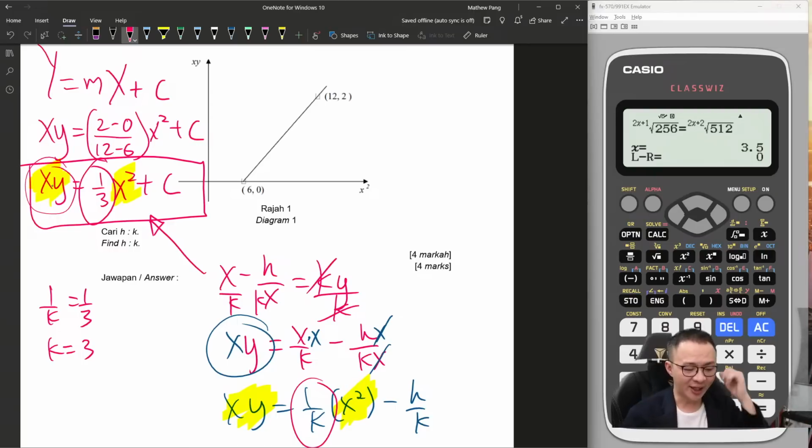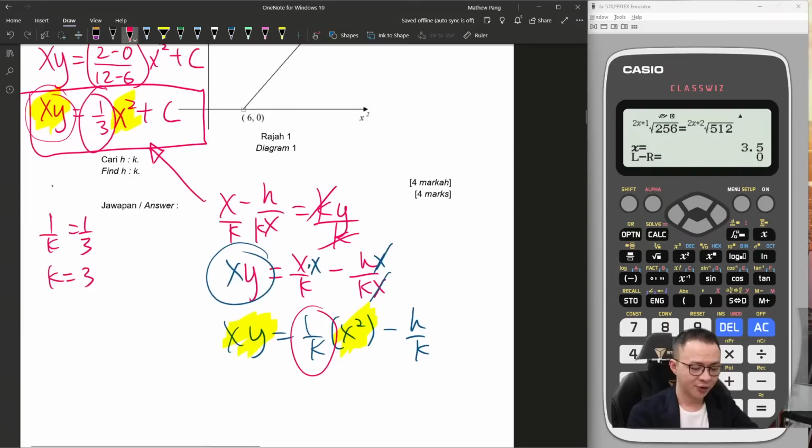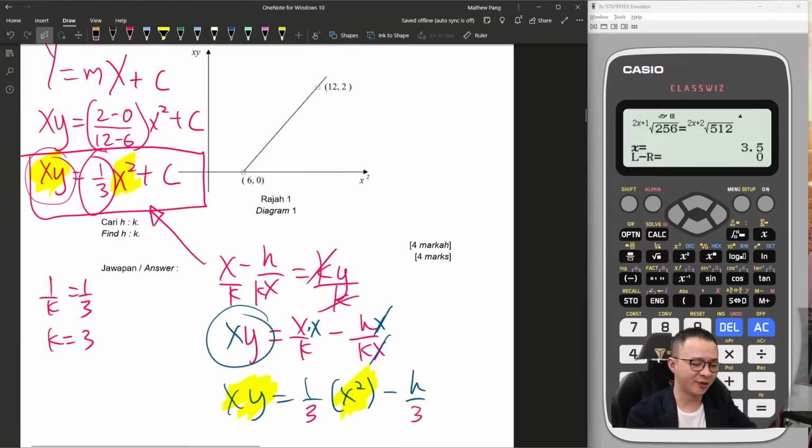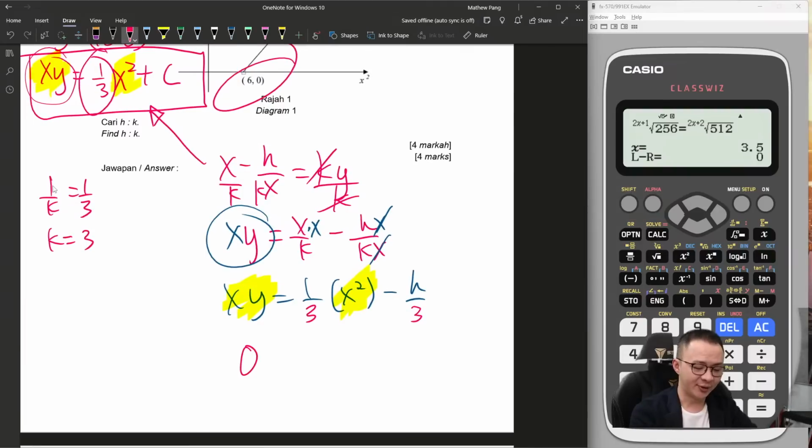Okay, after I got the k value, I want to find the h value. So I insert my k, this is 3, insert my k, this is 3. Then in order to find h, I just need to sub in any of the coordinates. I can use (6, 0) or (12, 2), it doesn't matter. I use (6, 0). So when x is 6, y is 0, x is 6.